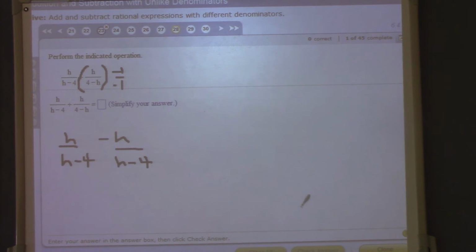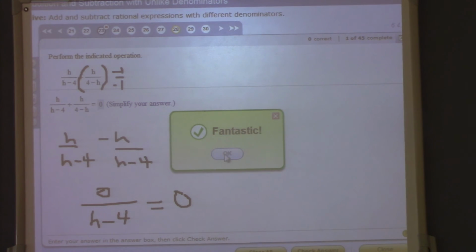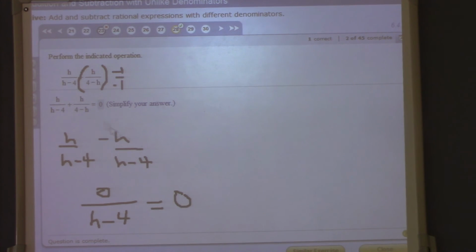Well, that's not supposed to happen. You're not supposed to get 0. That's what you get though, because h minus h is what? 0? And 0 over h minus 4 is 0. I don't know why they did that. Unless I've done something wrong, the answer should be... Usually they don't let it go to 0. Usually there's like 2h over h minus 4. That's the algorithmic generator. It's not supposed to do that.